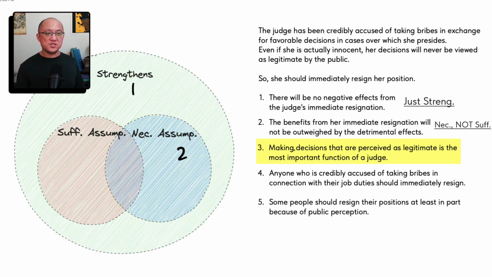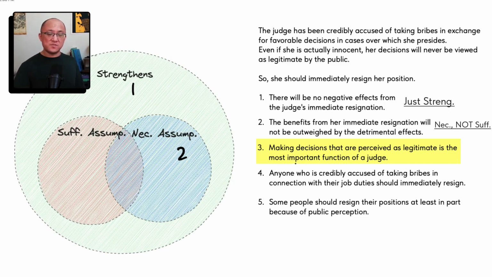What if making decisions that are perceived as legitimate is not the most important function of a judge? What if it's just the second most important function? That doesn't hurt the argument because this argument's not saying that legitimate decisions is the number 1 factor. I mean, it is assuming that it is one of the functions of a judge, but it doesn't have to assume that it's the most important function. This is an answer that's just taking things too far.